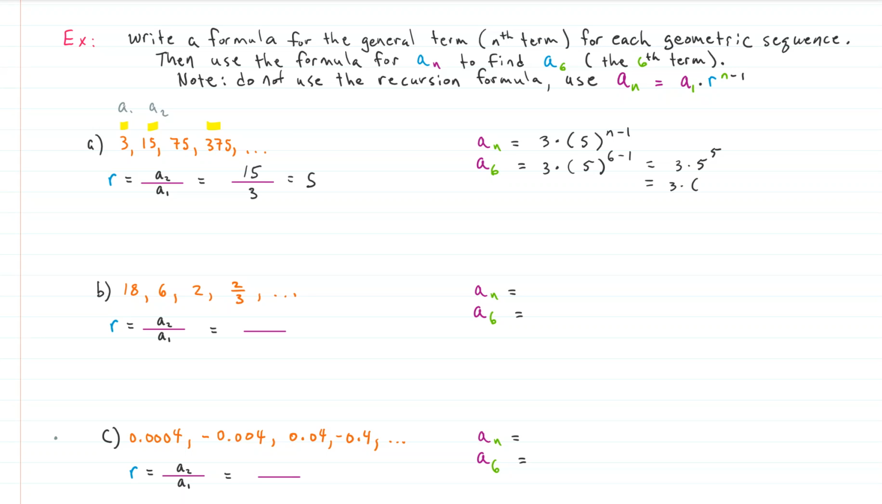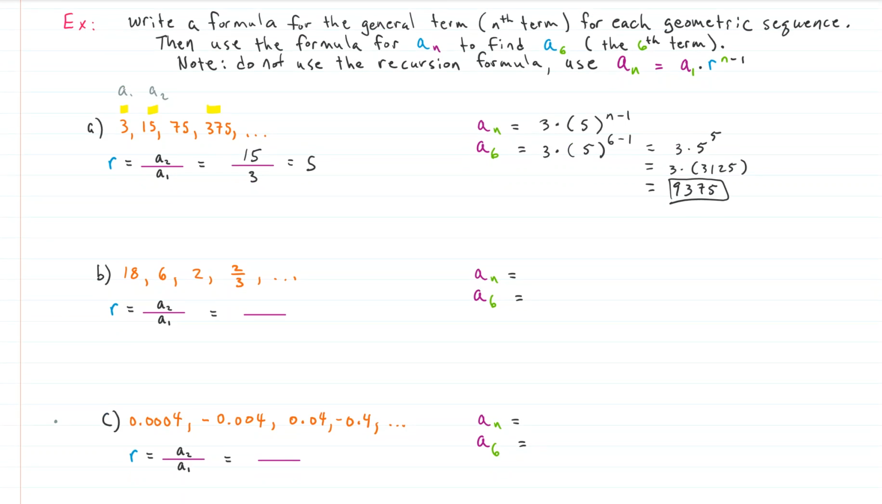So we have 3 times 3125, and 3 times 3125 gives me 9375. So that is the 6th term of this geometric sequence. Let's do B.